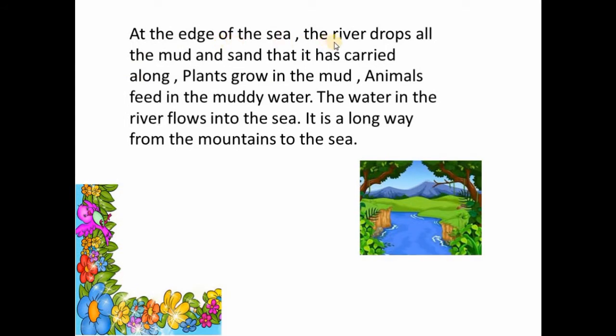At the edge of the sea, the river drops all the mud and the sand that it has carried. Along the way, plants grow in the mud, animals feed in the muddy water, and the water in the river flows into the sea. It is a long way from the mountains to the sea. So when the river flows, it carries mud and sand with it. This mud and sand is very useful for plants and for animals. Plants grow in the mud and animals feed in muddy water. The water then flows into the sea.